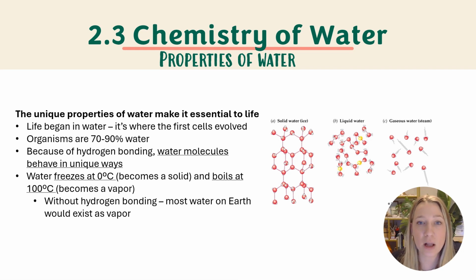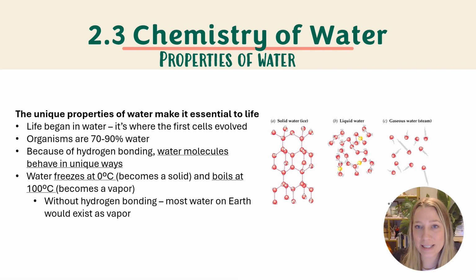But we also have a solid state where water forms a crystalline lattice, with each molecule hydrogen bonded to 4 other water molecules. This structure spaces the molecules farther apart, and this contributes to making ice less dense than liquid water, a property that we're going to talk about that is critical for aquatic ecosystems.